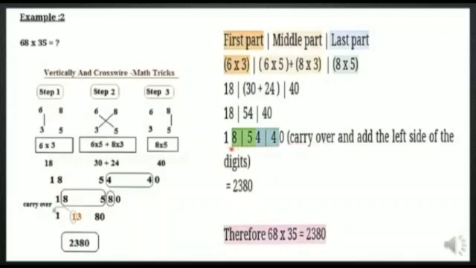to the left side of the digit. What is there? 1 is left here. So you'll add the 1 of 13. We write 3 here, and we'll add the carry 1 with this number 1, which is left here. So you'll write 2380. Therefore, 68 and 35. When you multiply these two numbers, you will get the answer as 2380.